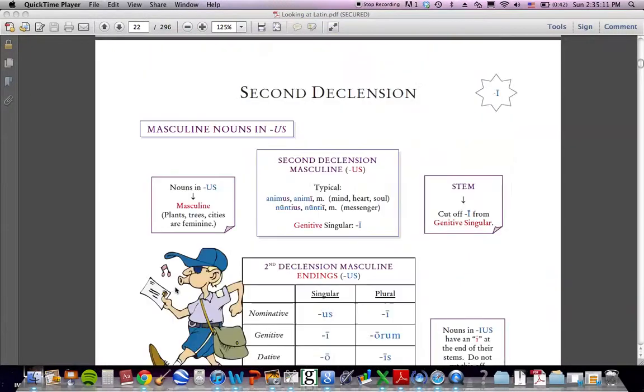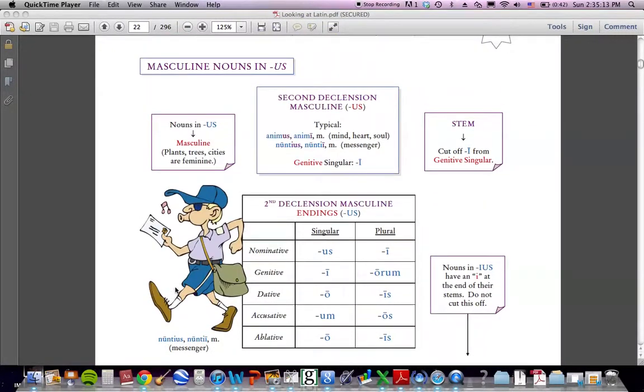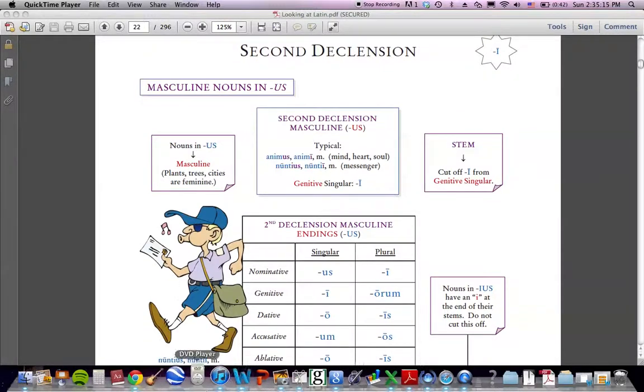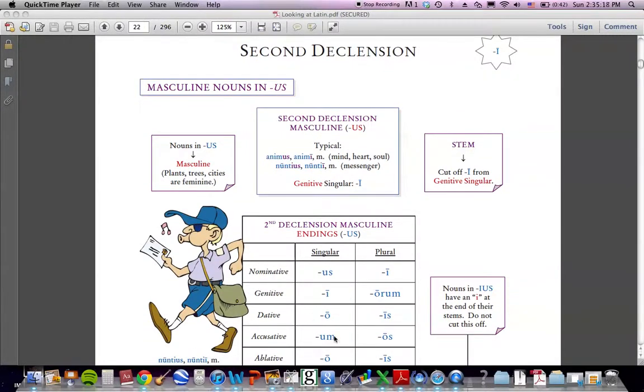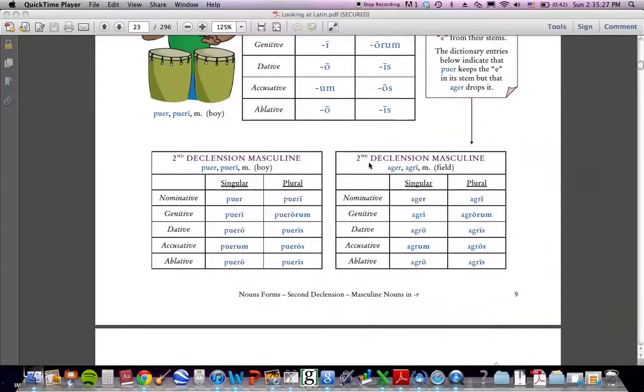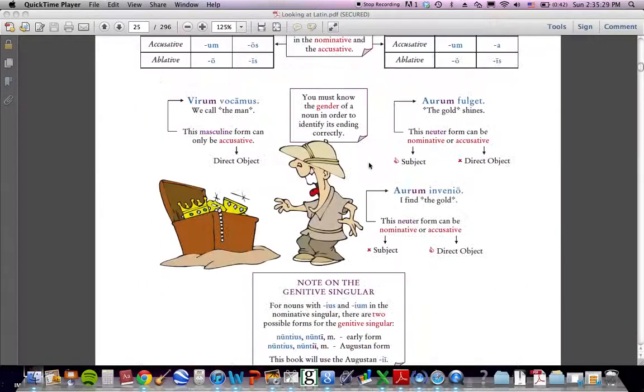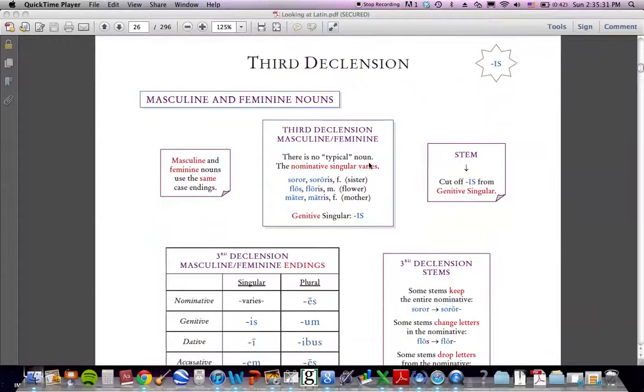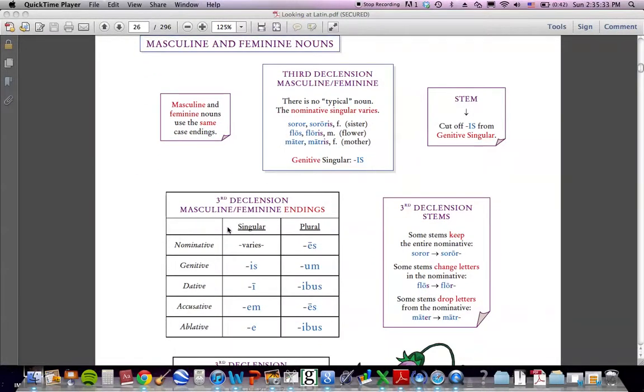Then the endings of the second declension, you have them right here, are us, i, o, um, o, i, i, orum, is, os, is. That's the main endings of the second declension. Then go to the third declension. And endings of the third declension are, the first one right here varies, so there's no set ending, but then the rest is pretty regular. Is, i, em, e, es, um, ibus, es, ibus.